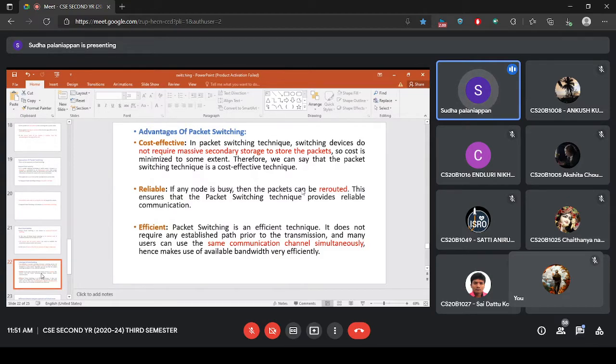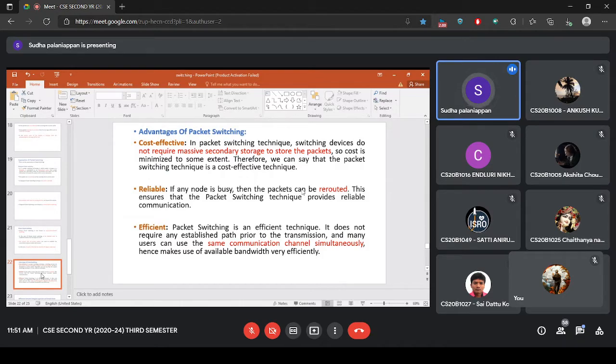It also provides reliability. If any node is busy, then packets can be rerouted. In message switching, it has to wait for some more time until the device is idle. If the device is busy, it has to wait until it finds it idle, and only then forward the message. But here it can be rerouted. And efficiency is also good.